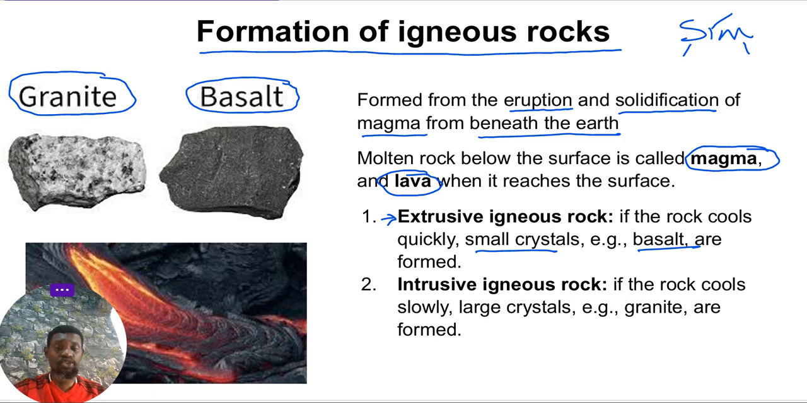Then we have the intrusive igneous rock. These are rocks that cool slowly, and they do not erupt to the earth surface, so they solidify beneath the earth surface, and because of that, cooling slowly, it gives rise to large crystals. An example are your granite.